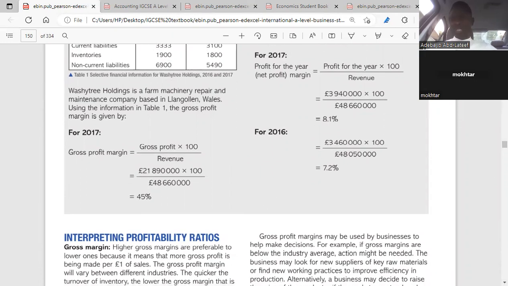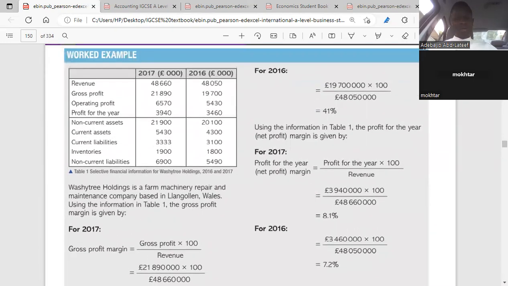Then for the net profit margin, we have our net profit before tax. That's from our operating profits.